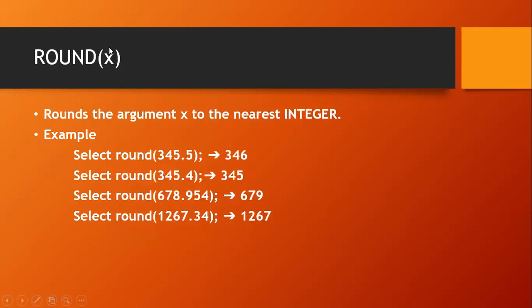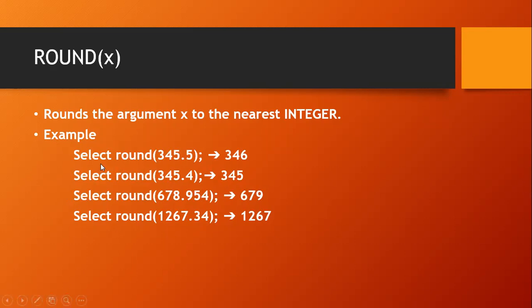Round of x. The next function is round of x. It returns the argument x to the nearest integer. That means there will be no decimal places. It will be rounding off to the nearest integer. Before rounding off, it will check whether the first number in the decimal place is greater than or equal to 5. If it is greater than or equal to 5, it will add plus 1 to the ones place. If it is less than 5, there is no change in the number.